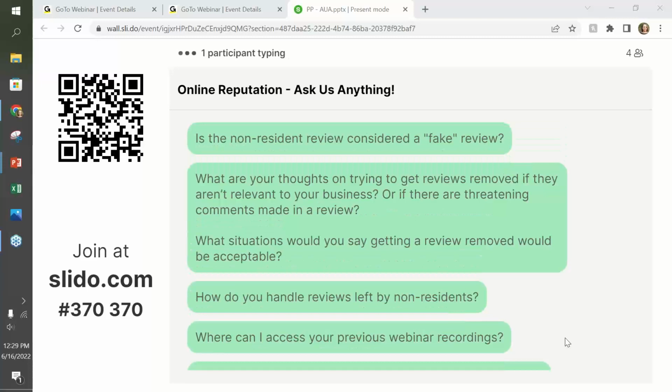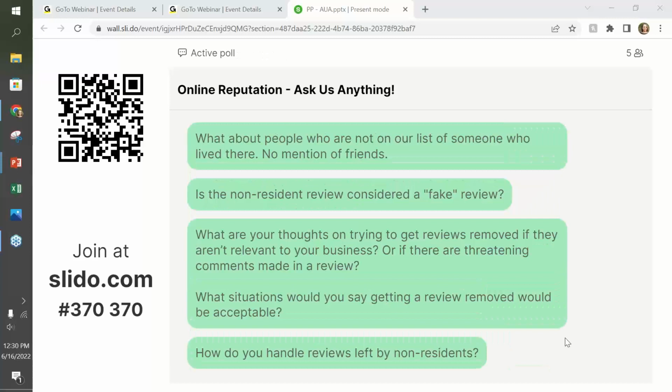Is the non-resident review considered a fake review? It's not necessarily considered a fake review if they are speaking about a specific experience at the community. So if they're saying things like, "I visited this community," or "I had dinner with my friend who's a resident, and this happened in her building," if they have some type of firsthand knowledge, it's not considered a fake review. What would be considered a fake review is someone who did not have that experience at all.